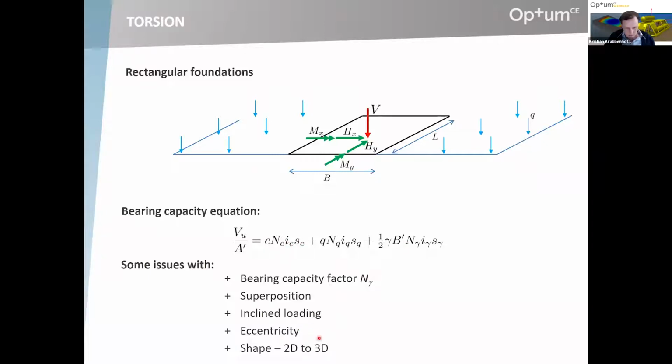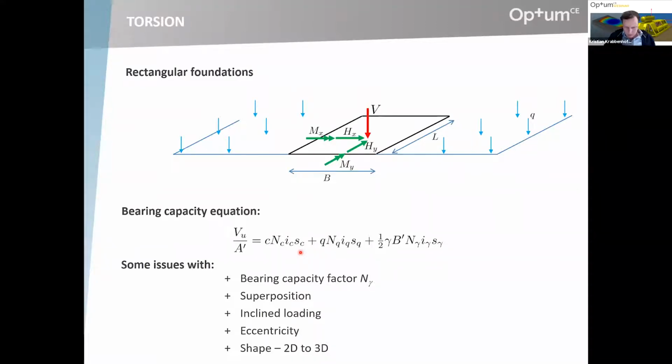Eccentricity, some minor issues, and shape as well. The shape factors, what do they really take into account? Is it just the geometry, or is it more than that? Is it also the fact that the friction angle is not constant, that we have one friction angle under plane strain conditions and different friction angles for general three-dimensional states of stress, depending on what stress state exactly you have at a given point in your soil.